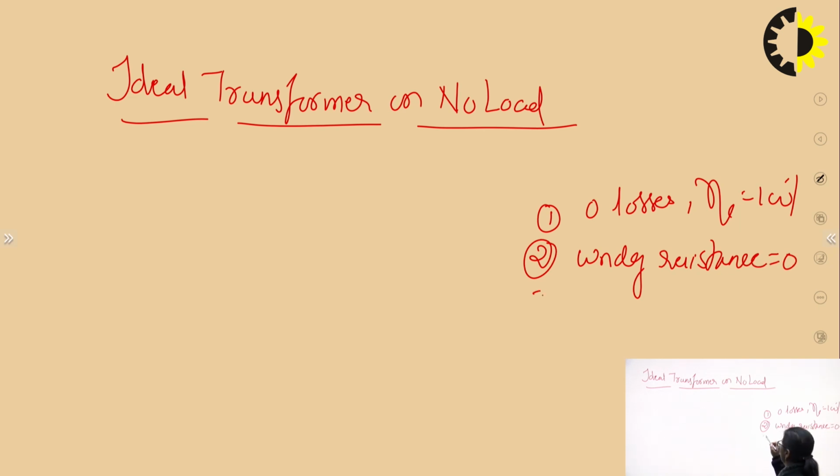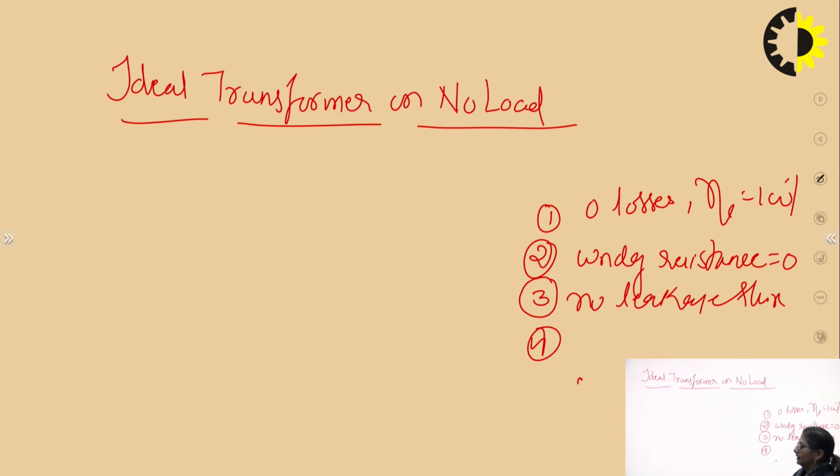Then the third one, there should not be any leakage flux. That means 100% of the flux which is produced in the primary coil is linking with the secondary winding. So there is no leakage flux, so there is no leakage reactance, so there is no voltage drop in the leakage reactance as well.